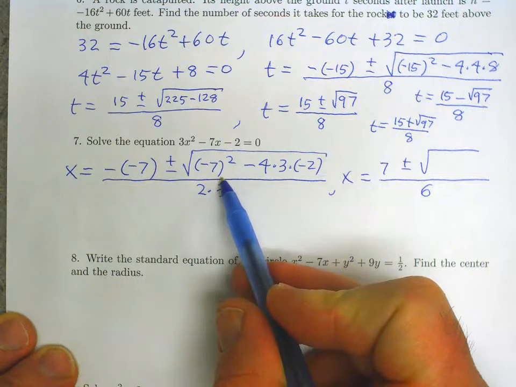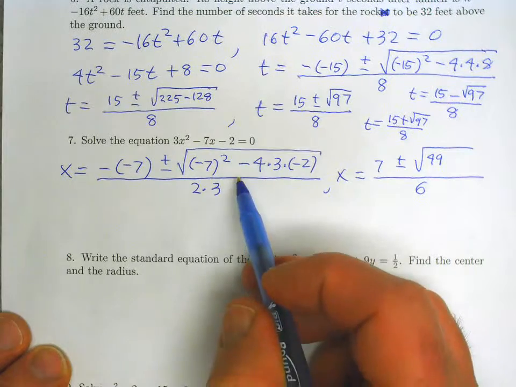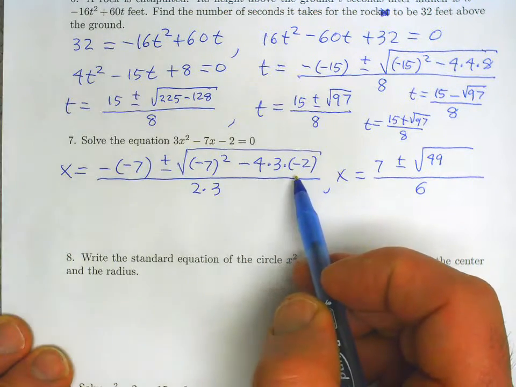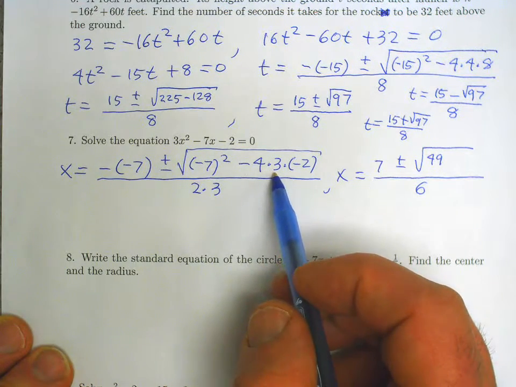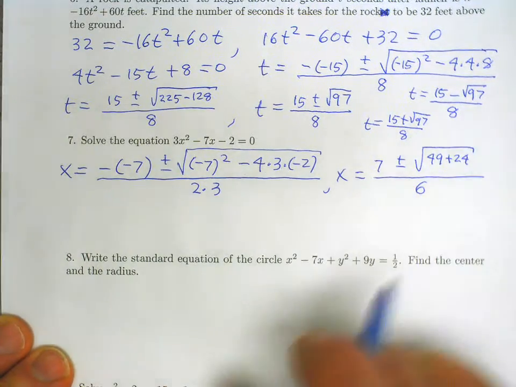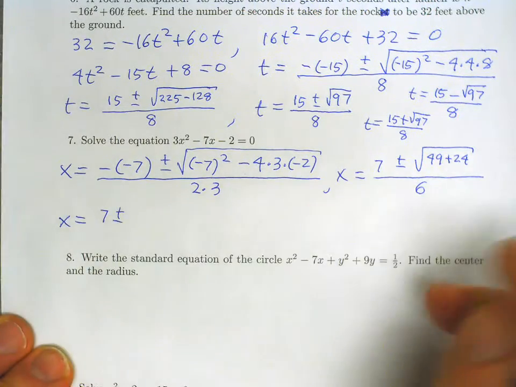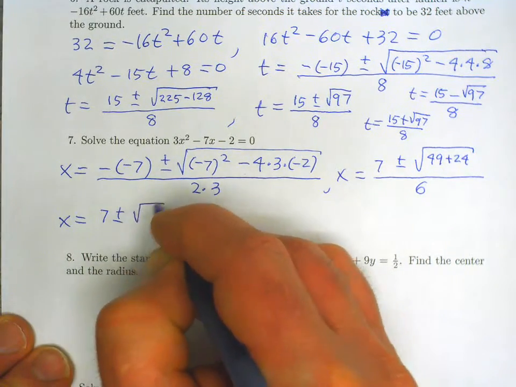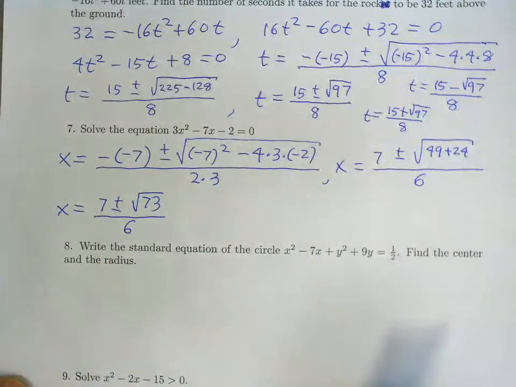Inside the square root, the number negative 7 squared is 49. And we are subtracting 4 times 3 times negative 2. So we're subtracting negative 24. That's equivalent to adding 24. And then in the next step, x equals 7 plus and minus the square root of 73, all divided by 6. The square root of 73 cannot be simplified further. So those are the two solutions.